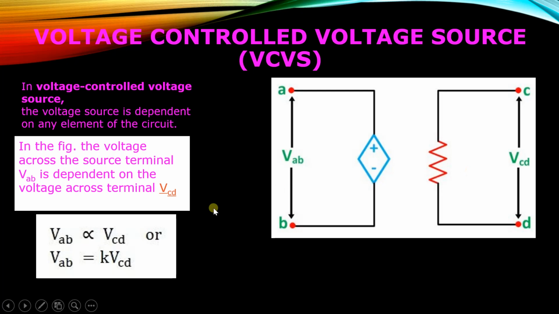In a voltage controlled voltage source, the voltage source is dependent on another element of the circuit. In the figure, the voltage across the source terminals AB is dependent on the voltage across the terminals CD. This means the voltage source VAB is dependent on VCD. So we can write VAB is directly proportional to VCD, or VAB equals K VCD, where K is a constant.